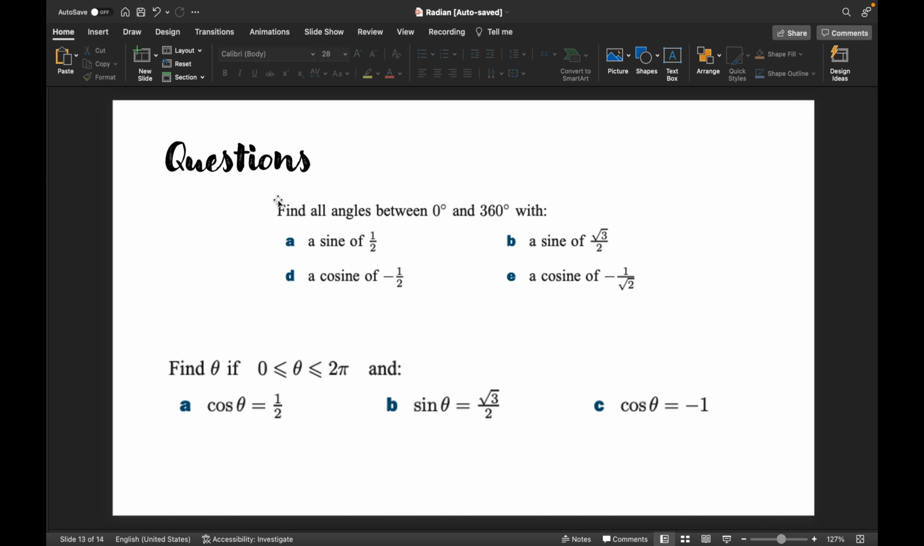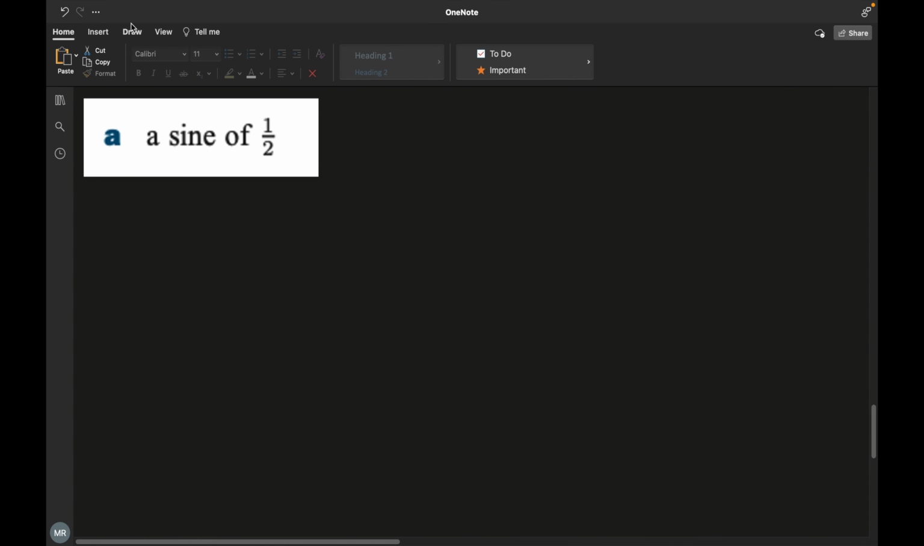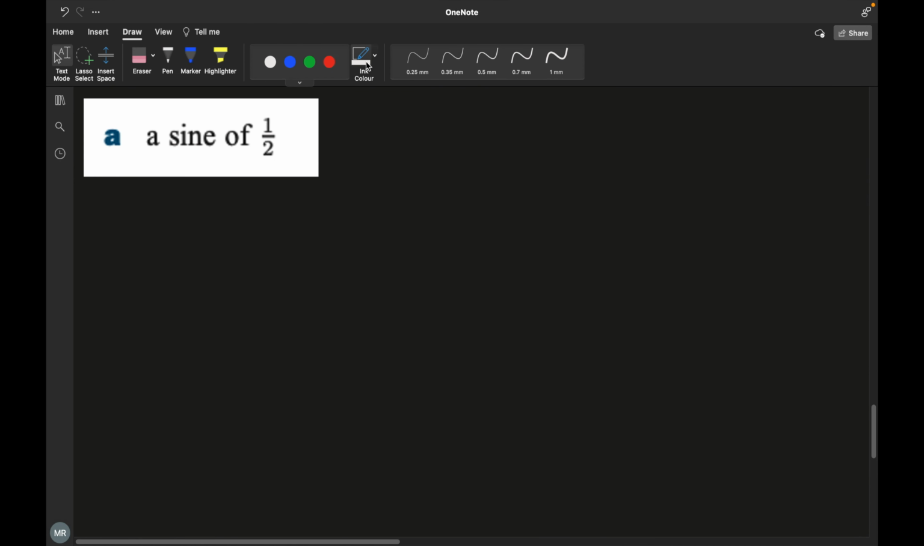So the first question states the following. Find all angles between 0 and 360 degrees with a sine of 1 by 2. So first, let's do sine inverse of 1 by 2.